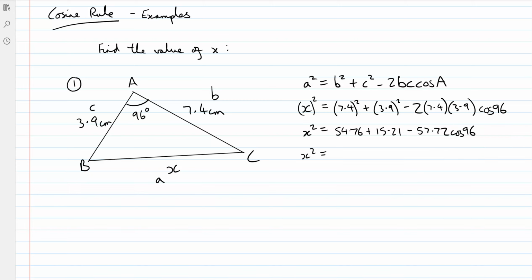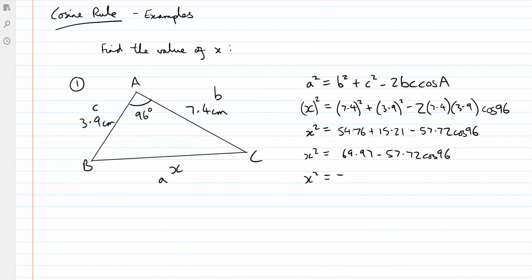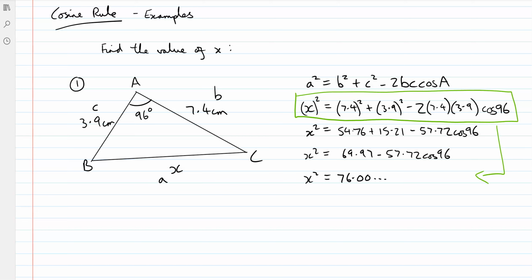Okay, so we can add the two numbers before together. So 54.76 and 15.21 to get 69.97. Before I do anything with this, I have to multiply because I'm following BIDMAS, as I should always be. And I get my value for x squared, so I can just type that in my calculator. In reality, it's going to multiply the 57.72 by the cos 96, and then it's going to add the 69.97 on. We get 76.00. So if you put that straight into your calculator, then you'd have gone straight down to here, which is also absolutely fine. But it's good to understand what's going on in your calculator because it doesn't show its working.